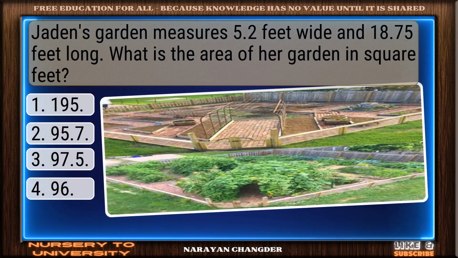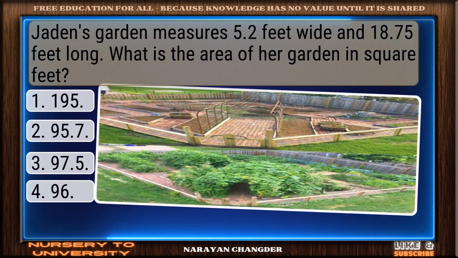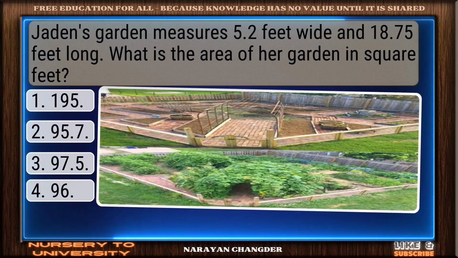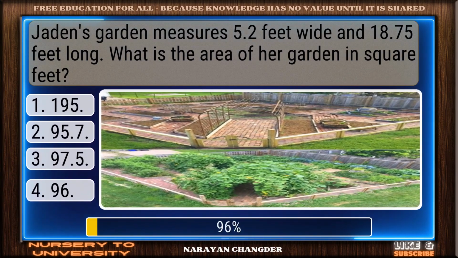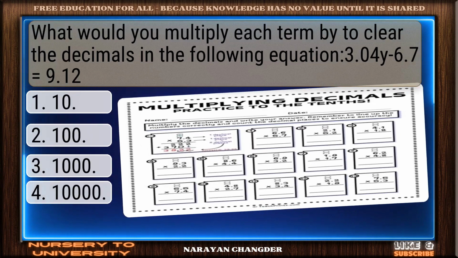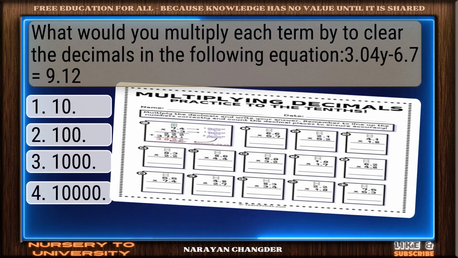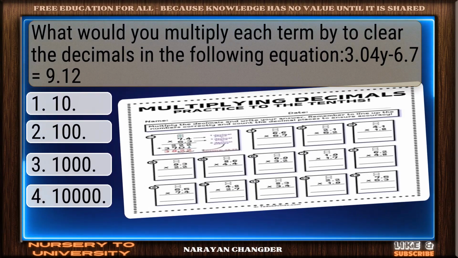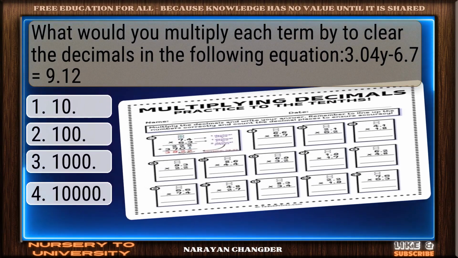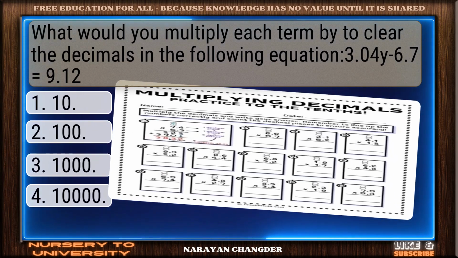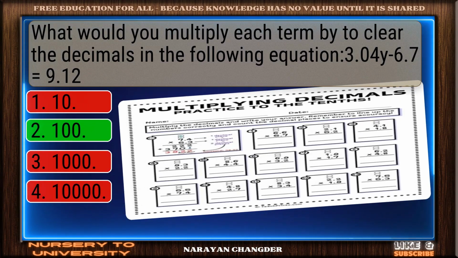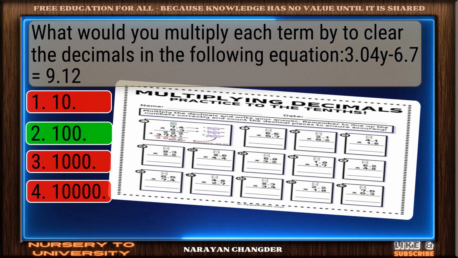Question number 23. Jaden's garden measures 5.2 feet wide and 18.75 feet long. What is the area of her garden in square feet? Great thinking. 97.5 is the right choice. Question number 24. What would you multiply each term by to clear the decimals in the following equation? 3.04 + 6.7 = 9.2. Nicely done. 100 is a solid answer.